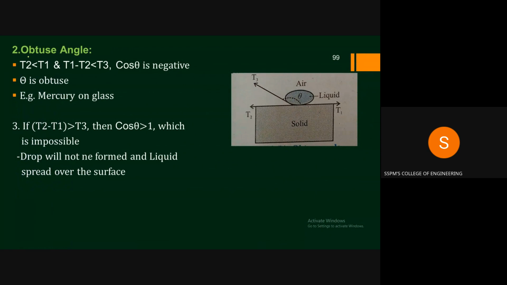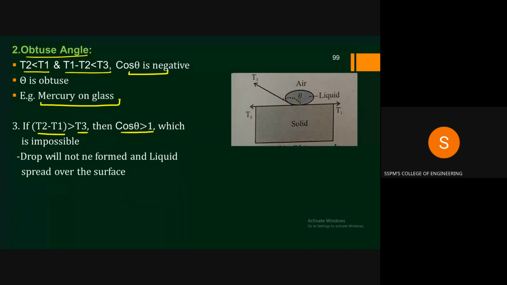So in case of water on glass, the angle of contact will be the acute angle. Second is the obtuse angle. To obtain the obtuse angle, T2 should be less than T1 and T1 minus T2 will be less than T3. In this case, cos theta is negative and theta will be the obtuse angle. An example is mercury on glass. And if T2 minus T1 is greater than T3, then cos theta will be greater than 1, which is impossible.